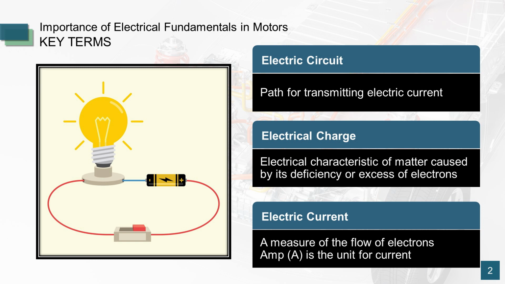Electric current. An electric current is the rate of the flow of charge. The current in a conductor is measured by the amount of charge, number of electrons, that flows past a certain point in a unit of time. An ampere, or amp, is the unit for current. This is symbolized by the letter A.